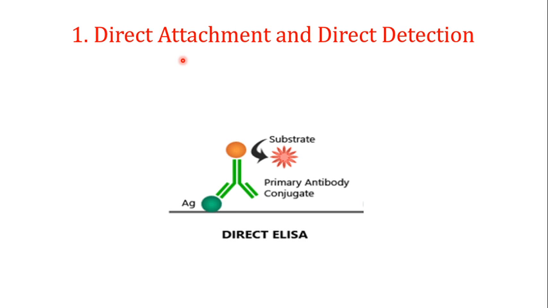When you talk about the first type, the direct attachment and direct detection, as you can see, the antigen is directly interacting with the microtiter plate without the help of an antibody. So this shows you the direct attachment. We are using a single antibody conjugate. On one side, this antibody is interacting with the antigen. On the other side, it is attached to the enzyme. As a single antibody conjugate is used in the detection, this is the direct detection. So this type of ELISA is known as the direct attachment and direct detection ELISA.